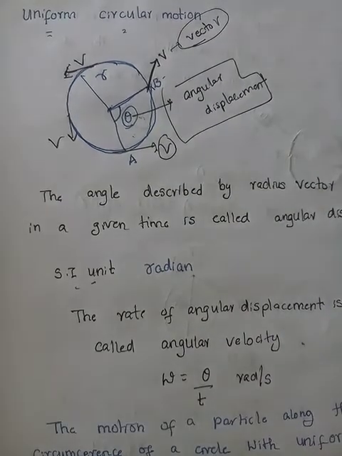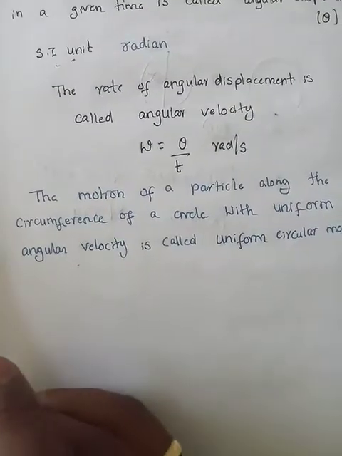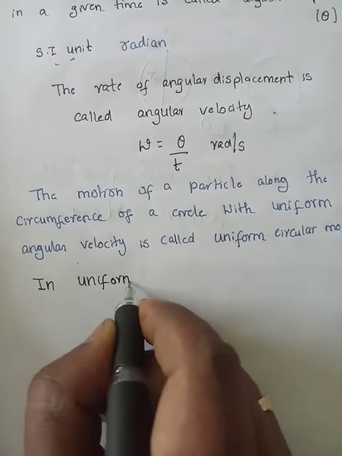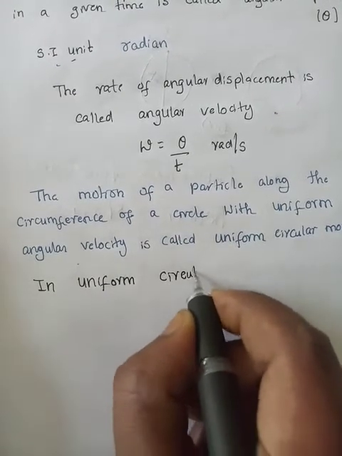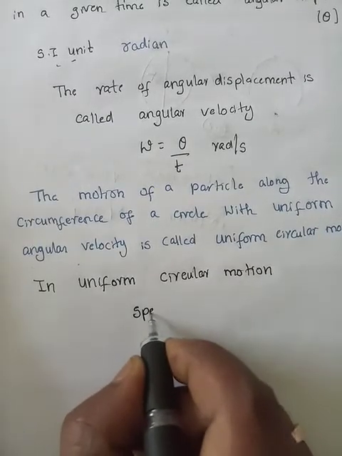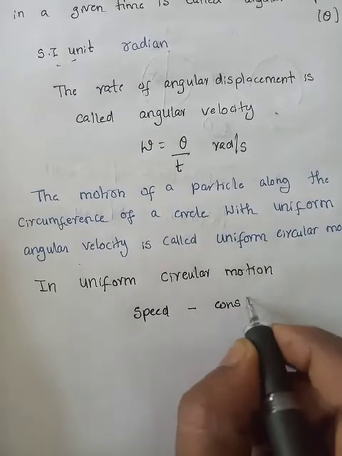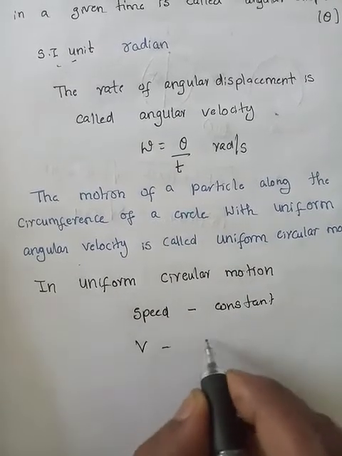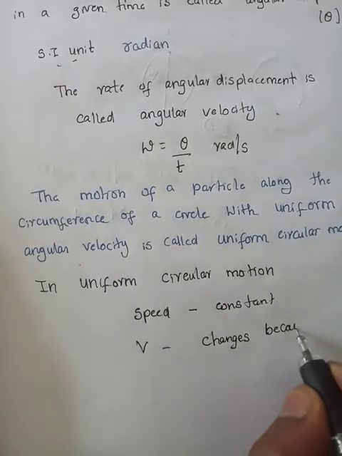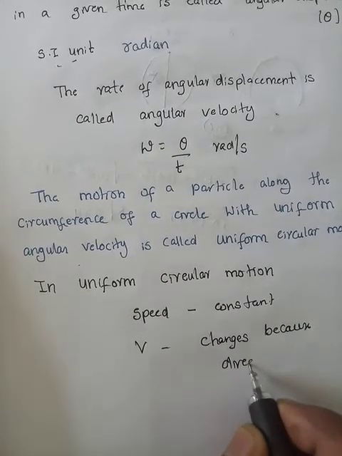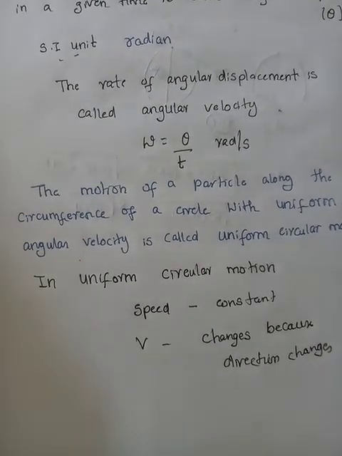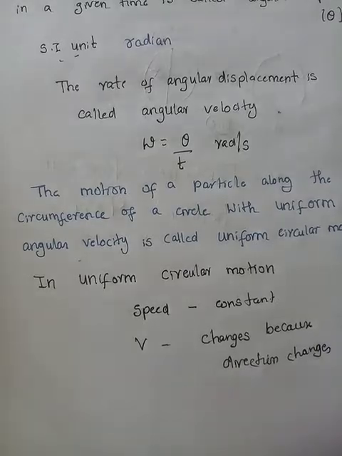A very important point we should remember: in uniform circular motion, speed remains constant, but velocity changes. Why? Because direction changes. At each and every point the velocity direction changes, so velocity changes. This is the important point we should remember.